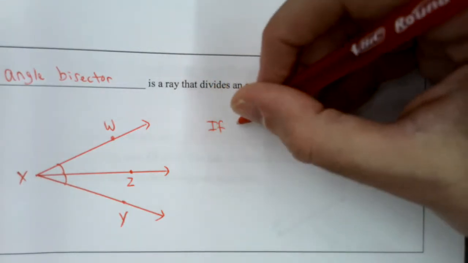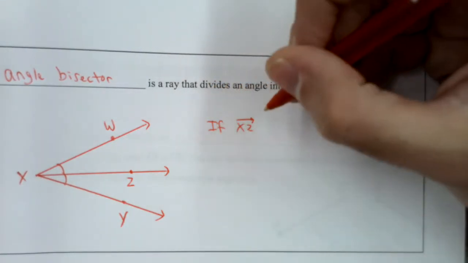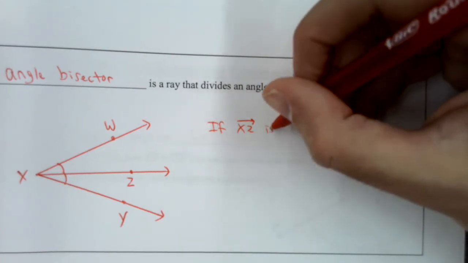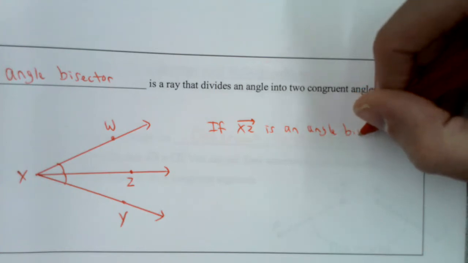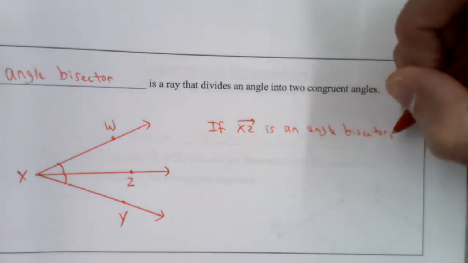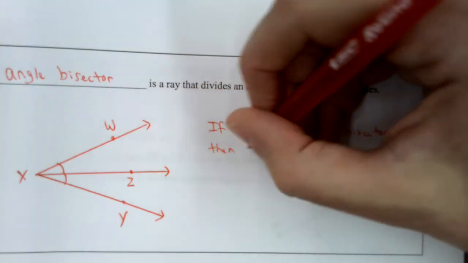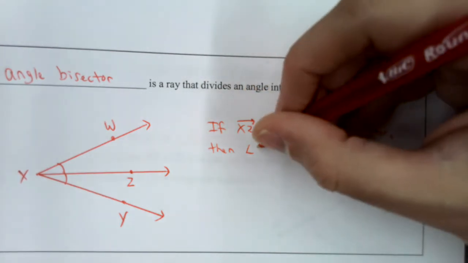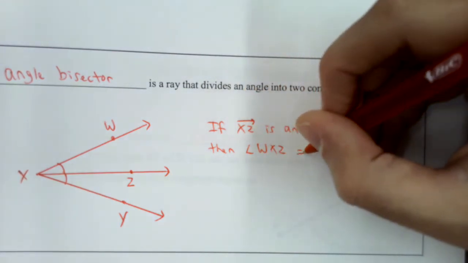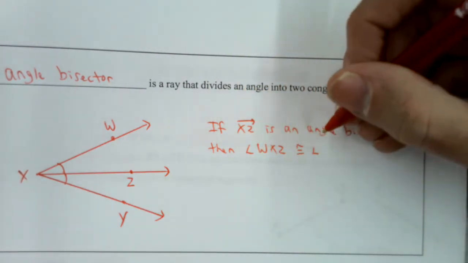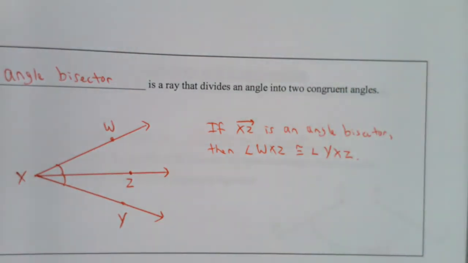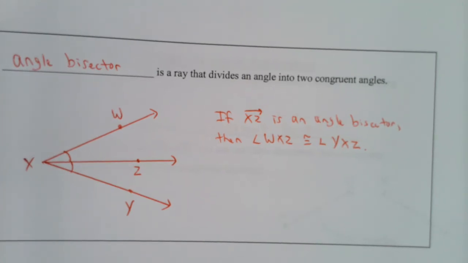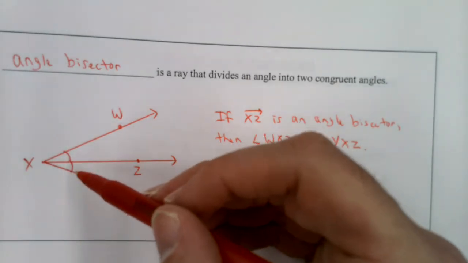So if XZ is an angle bisector, then it means that the top angle, angle YXZ, is congruent to the bottom angle, angle WXZ. That's what it means to be an angle bisector. If you're an angle bisector, you cut an angle into two congruent angles.